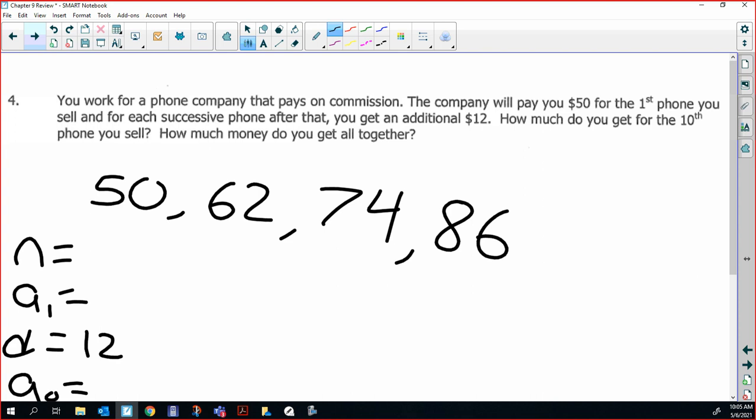The first phone you sell, we made 50. The first term was 50. Theoretically or hypothetically, the term before that would have been 12 less than that. So 38.